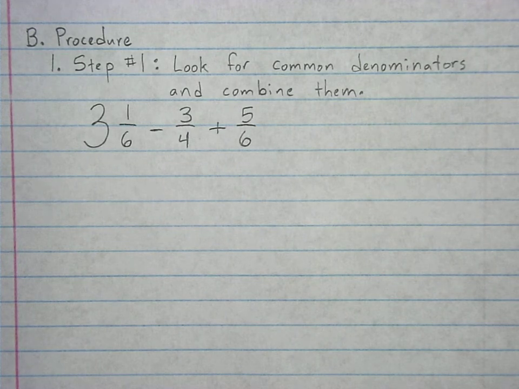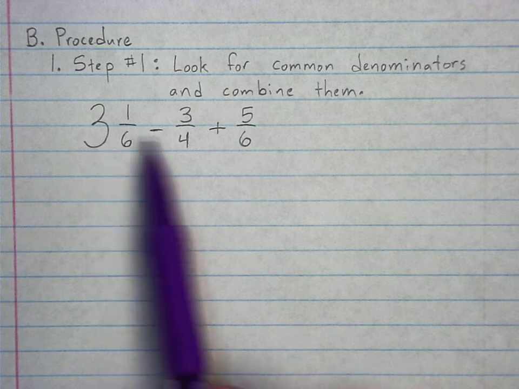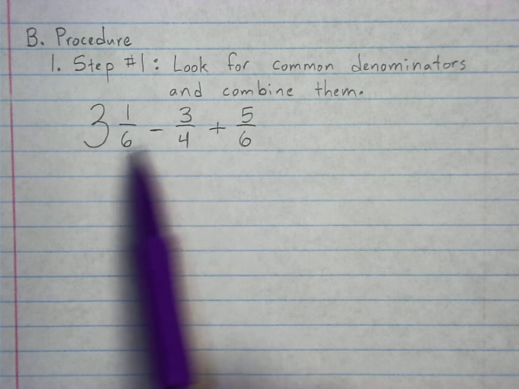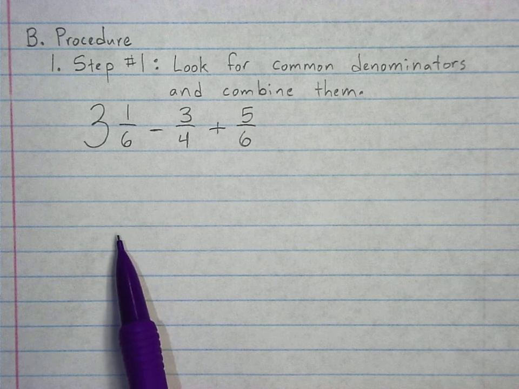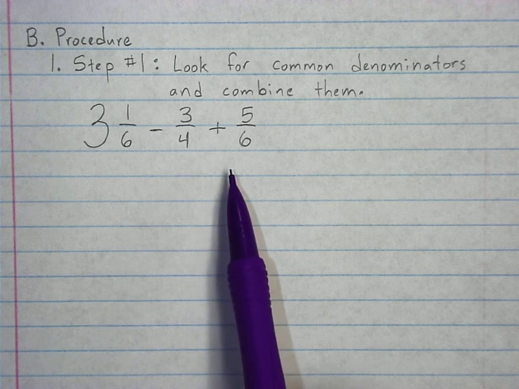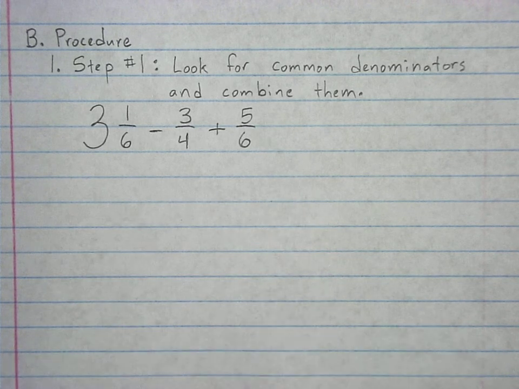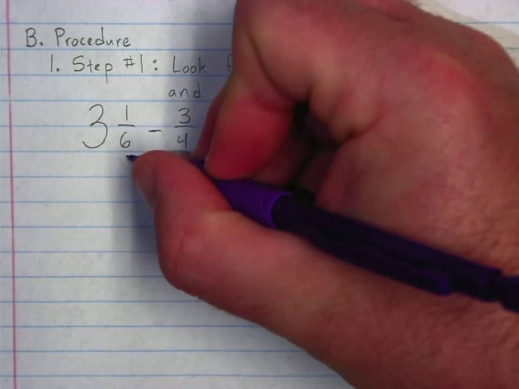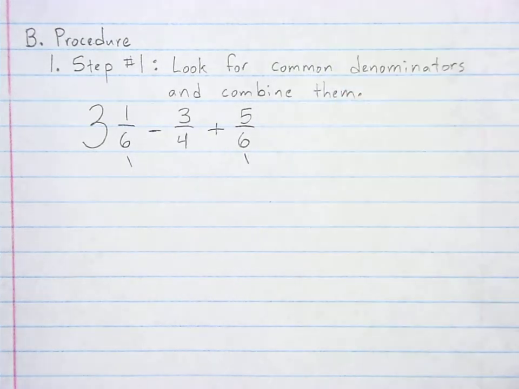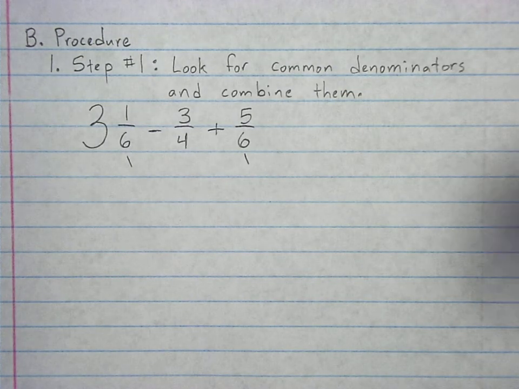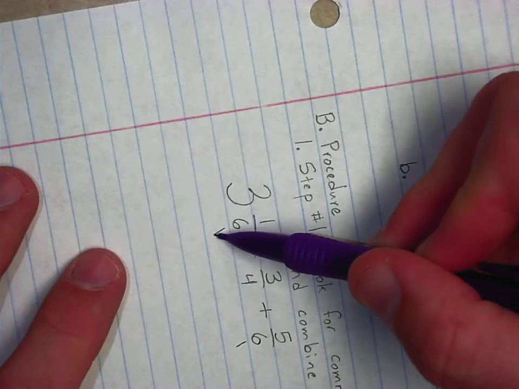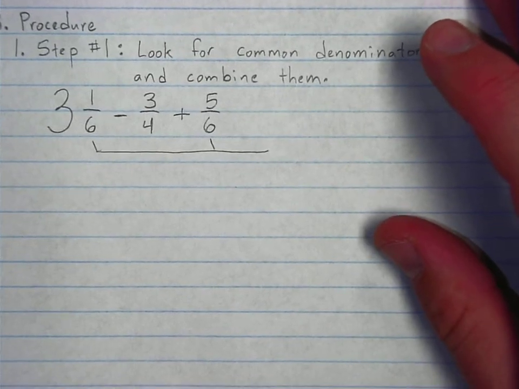You could handle it exactly like we've done before. Write these two vertically, 3 1/6 minus 3/4, subtract out, get an answer. Whatever that answer is, add it to 5/6, get a new answer. Check and see if that answer needs to be simplified. But there's an easier way. Look for common denominators. I've got 6, I've got 6. I am going to rewrite this problem. I am going to switch things around so that those two are next to each other.